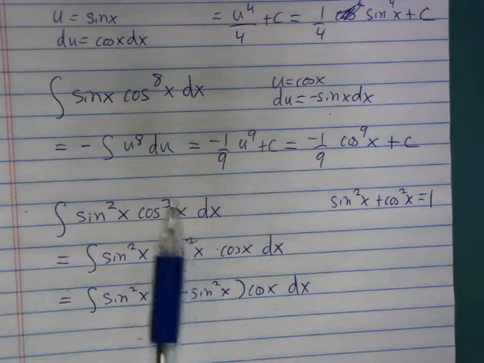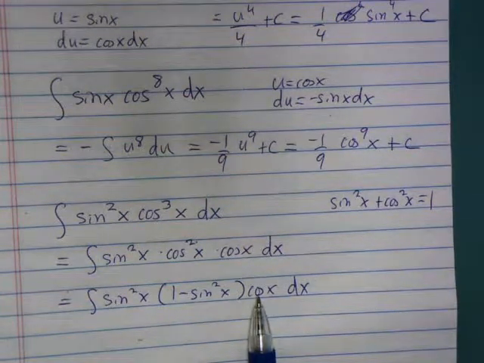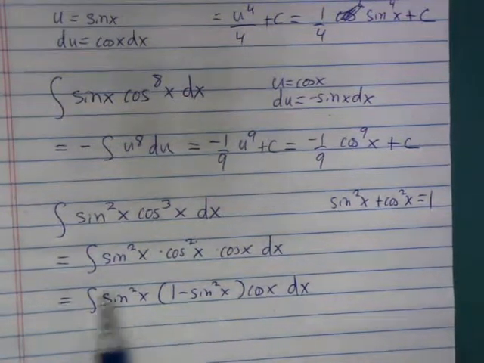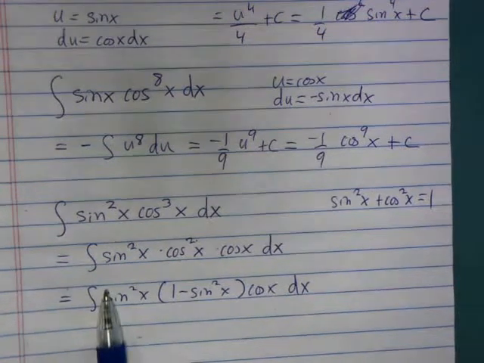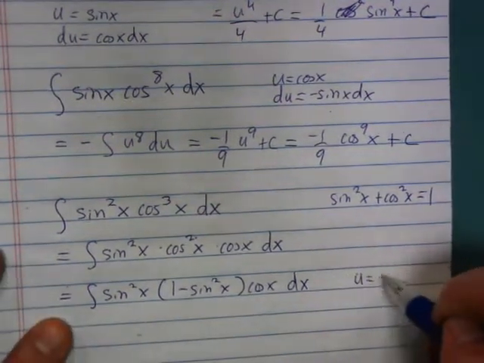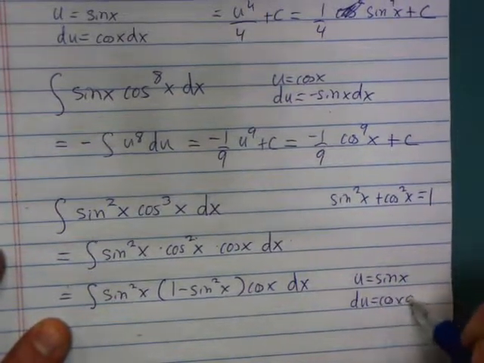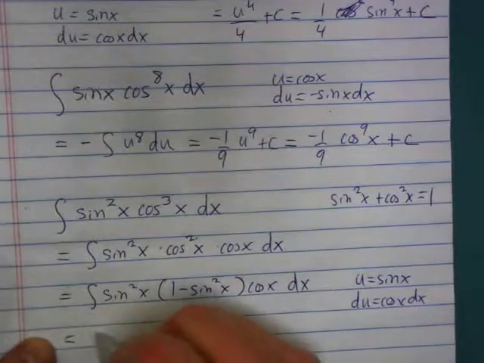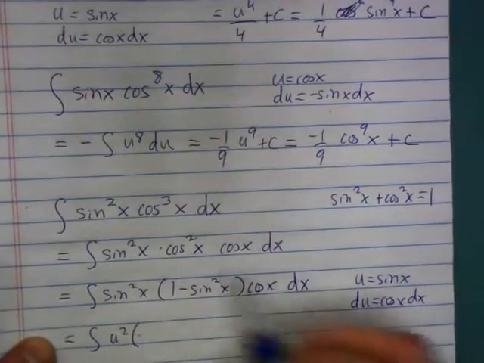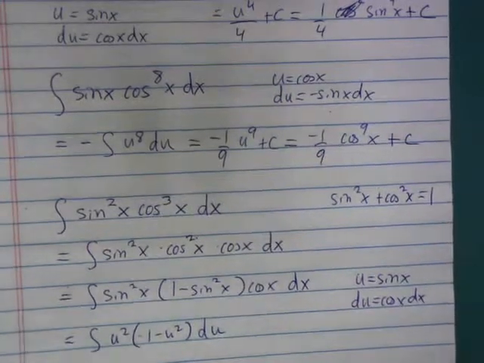But there was the idea. The idea was we wanted to get it so we had a cosine hanging out all by itself, and then everything else with sines in it, because the derivative of sine will give us cosine. So u equals sine x, du is cosine x dx. So that becomes the integral of u squared times 1 minus u squared du.